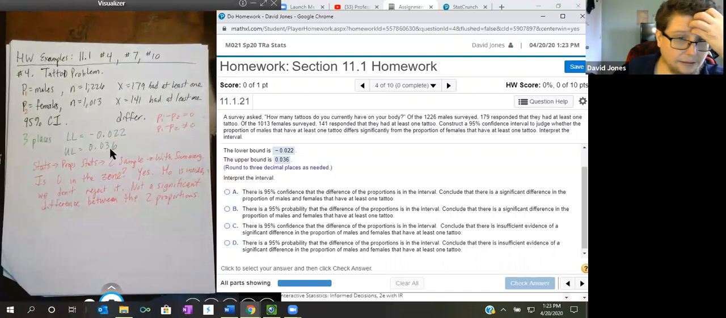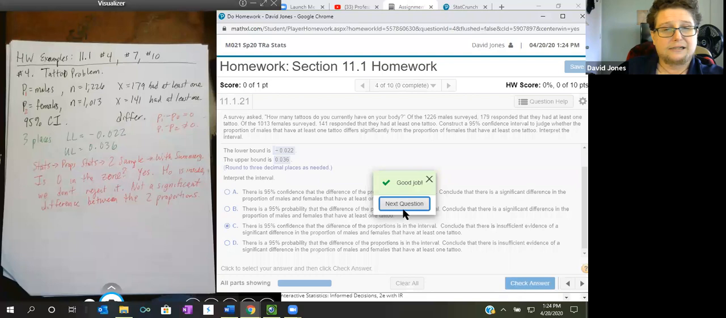Which one says that? We are 95% confident that the difference of the proportions is in the interval. Two of them say that for me, A and C. A says there is a significant difference, but if there was, it wouldn't be in the interval. C says there's insufficient evidence to say that there's a significant difference. That's what we have. There's not enough evidence to say that that's correct. Okay.